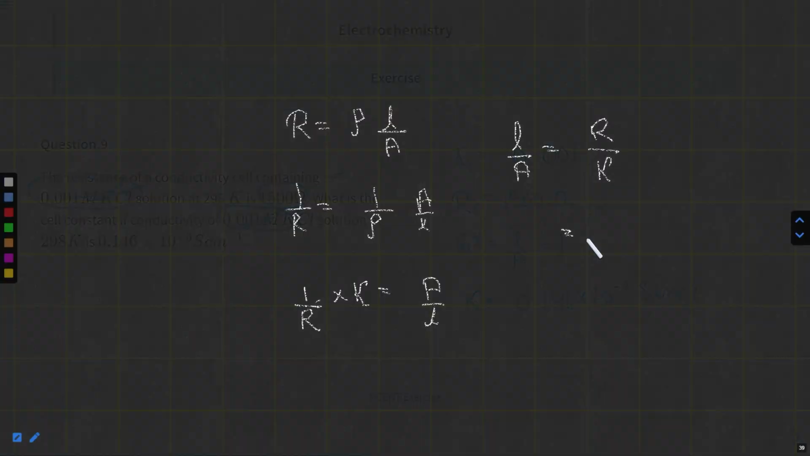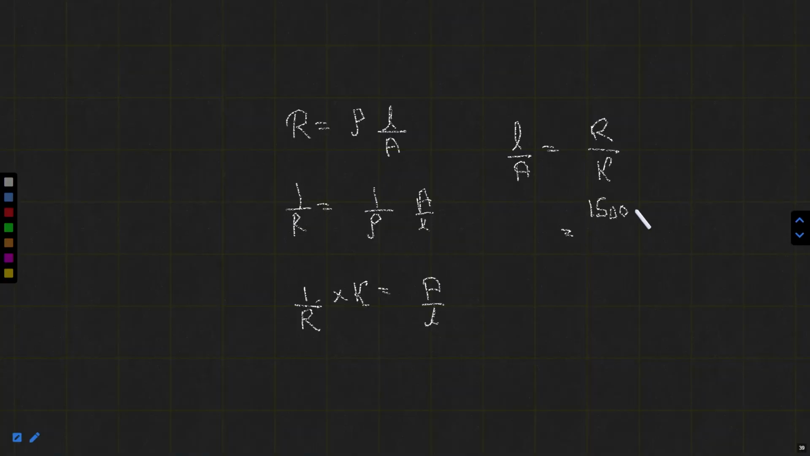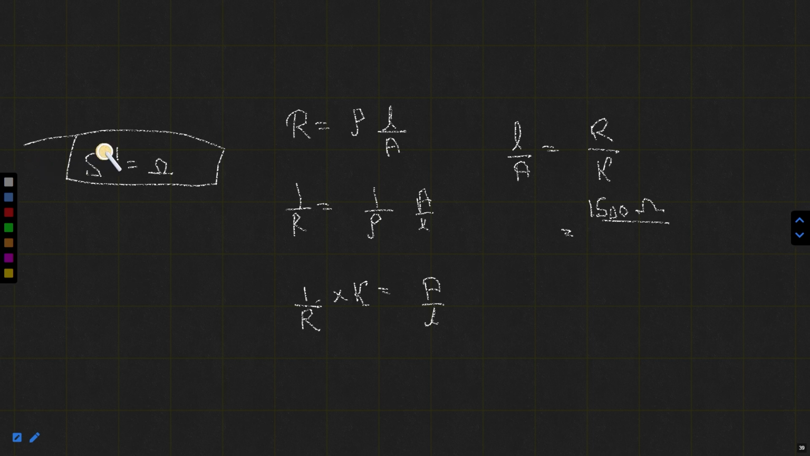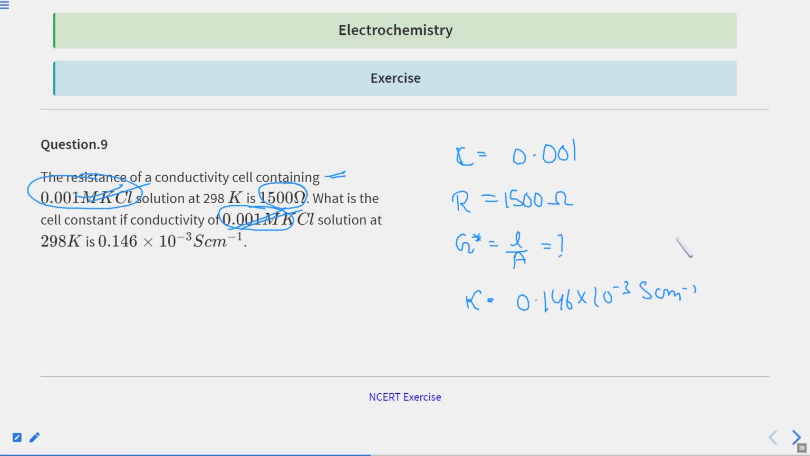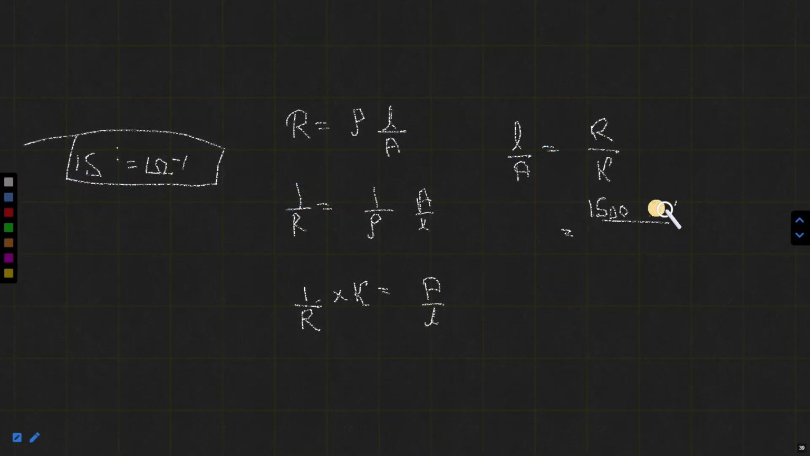So what is R? R value is 1500 ohm. You will say this is ohm, and that was in centimeter. So per Siemens is nothing but ohm. We have seen this. 1 per Siemens is equal to 1 per ohm. So you don't have to worry about it. You can just replace it with per Siemens. Okay, the next thing that is given is what? So we are given resistance now. So I have done it wrong.